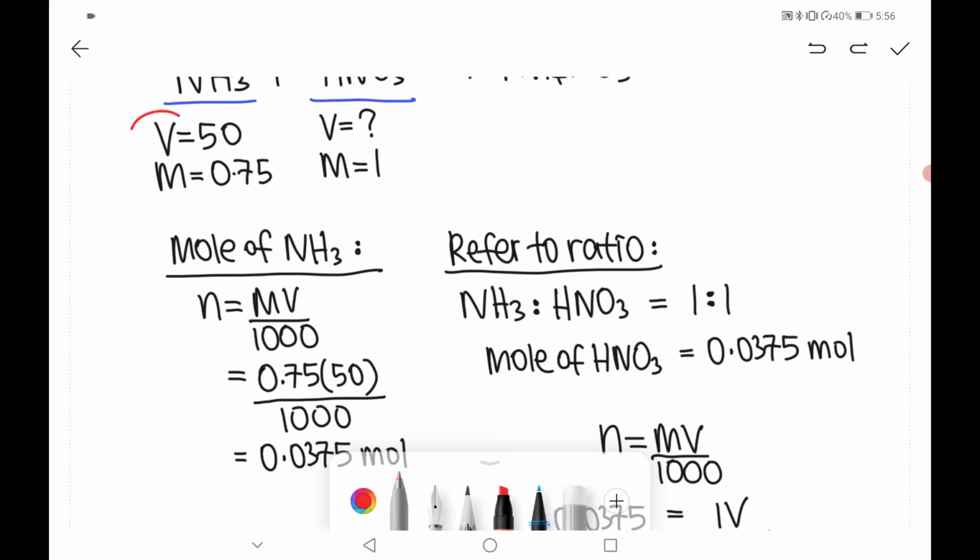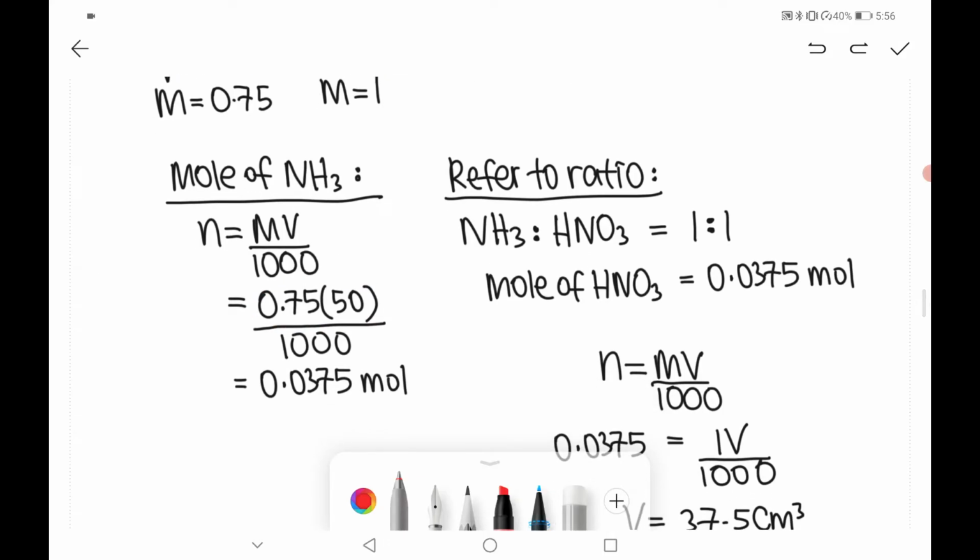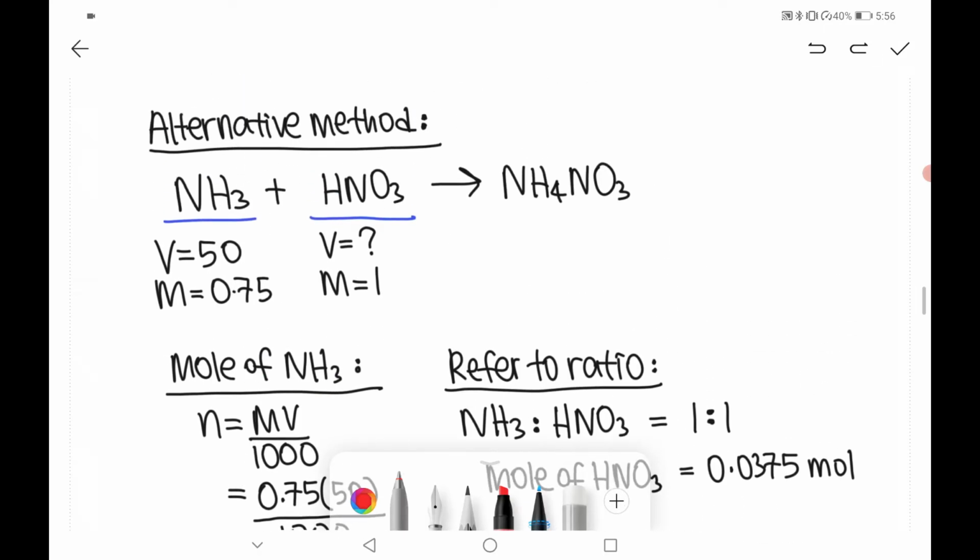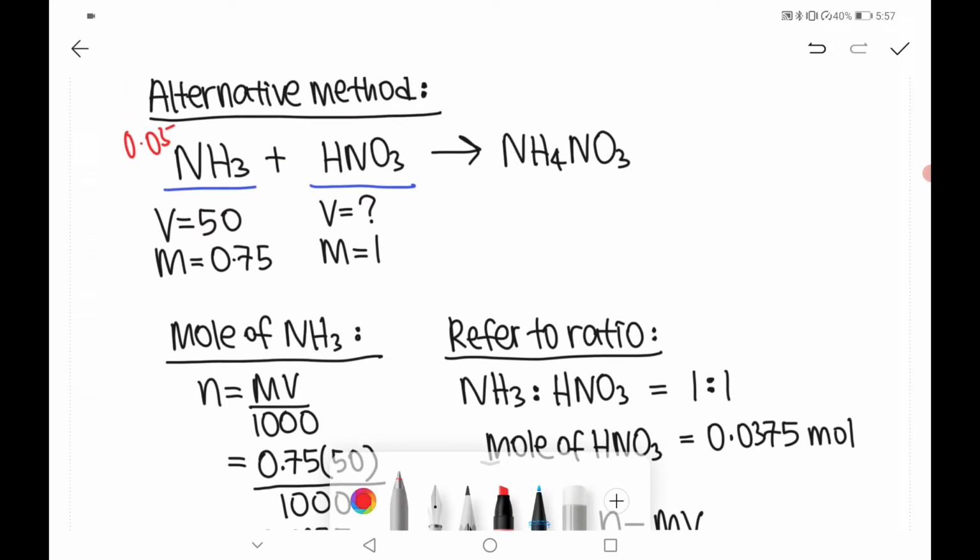Put the M and V into the formula here. Now you will get the calculation. The final answer is 0.0375. So this is the mole for your ammonia. After you get the mole of ammonia, which is 0.0375, the next thing you want to find is the mole of your acid.